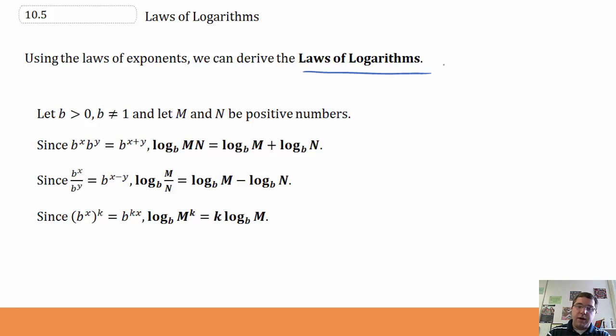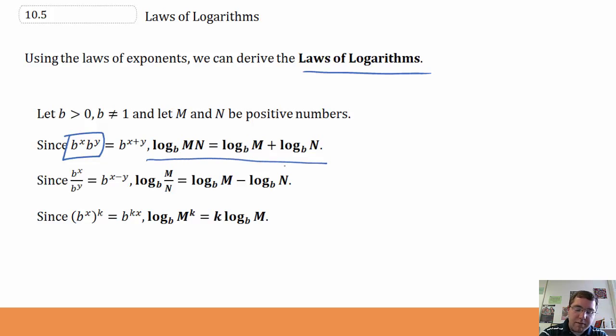Since we know by the laws of exponents that b to the x power times b to the y power equals b to the x plus y power, so the bases are the same and multiplied, and we add the exponents, that would allow us to derive that log base b of m times n equals the log base b of m plus the log base b of n. The actual proof of that is in your book on page 473. Feel free to look at it. But what this is saying is that if I'm multiplying two numbers inside of a log, this is the same as taking the log of each one and adding them together.